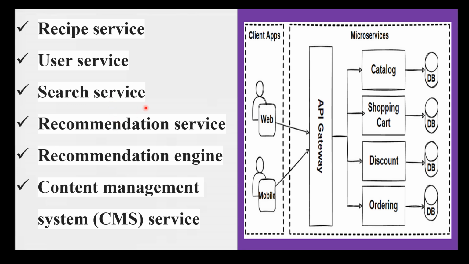Then comes the recommendation service, which is responsible for recommending recipes based on user preferences. Then comes the recommendation engine, which is responsible for determining recipe recommendations based on user behavior and other factors. Then comes the content management system service, which is responsible for managing and publishing content such as blog posts and articles. Now each of these microservices can be developed, tested, and deployed independently, making the application more flexible and scalable. For example, if you need to add a new recipe to the website, you only need to update the recipe service and the other services remain unaffected.